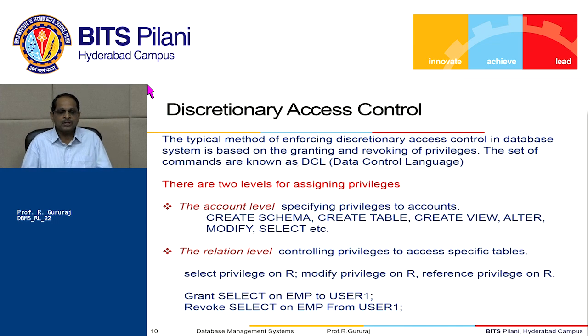And let us look at the mechanism of database security. Sorry, I repeat. Let us have a look at the security mechanism which we call the discretionary access control mechanism. The typical method of enforcing discretionary access control in database systems is based on the granting and revoking of privileges. The set of commands known as data control language commands, which are part of SQL, can be used for this purpose.